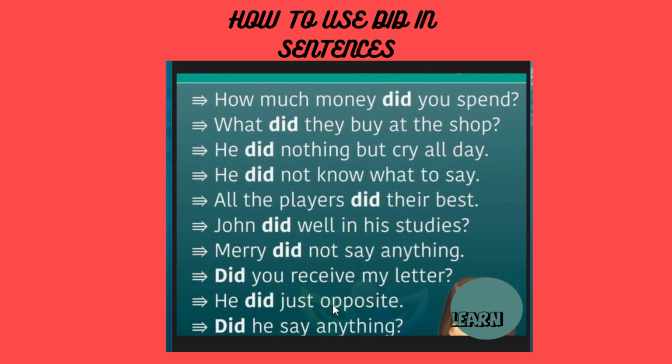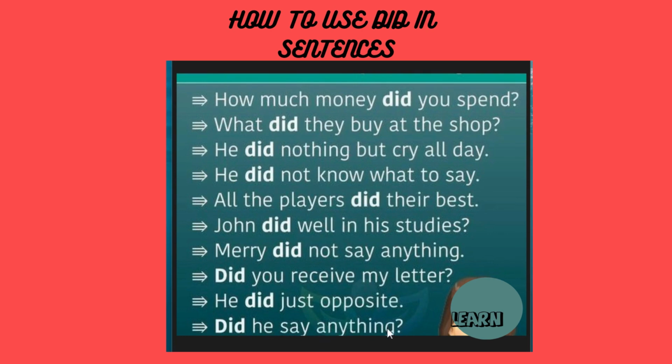And next one, he did just the opposite. Here we don't know what this person is talking about, but something this person did the opposite. If the things are good, then he might have done the opposite. If the things are bad, then he might have done good. That is how we can consider it here. He did just the opposite.